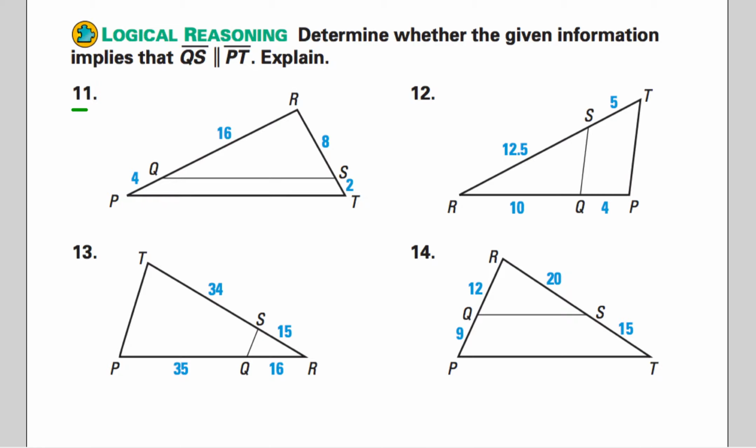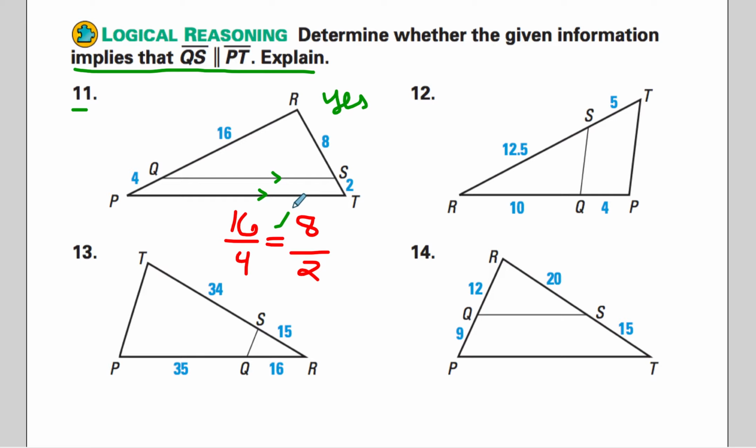You can see we have 2 triangles here. And the proportion that we can set up is QR, this section over here is 16. And you can see this little section over here is 4. That's going to reduce to 4 to 1. And that's going to be proportional to 8 over 2. Look at that. We have 2 ratios that will reduce to the same ratio of 4 to 1, so these are in fact proportional. And so the answer to this one, to number 11, would be yes. QS is parallel to PT.